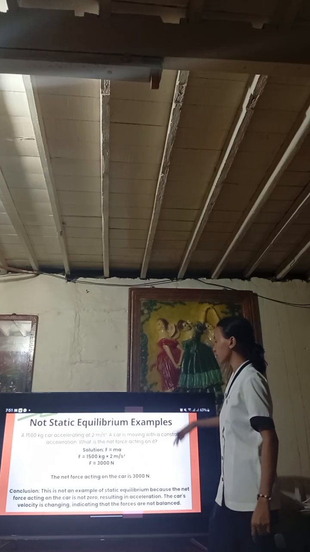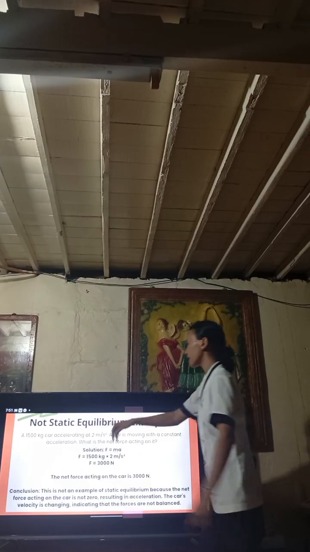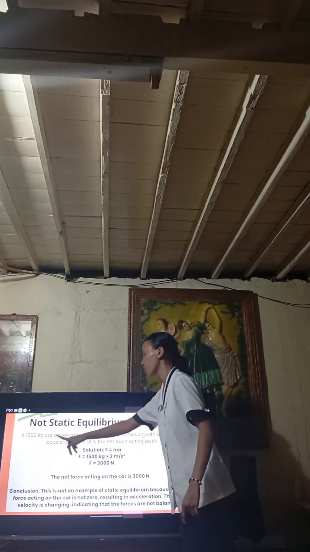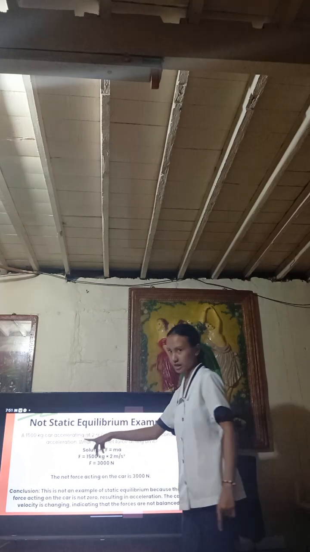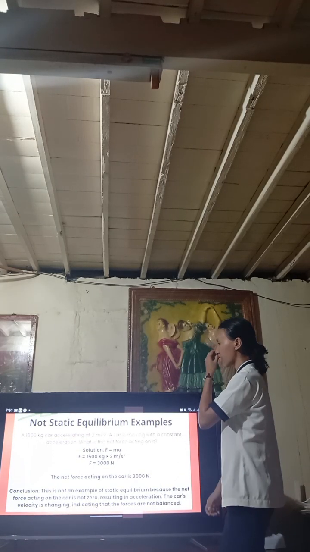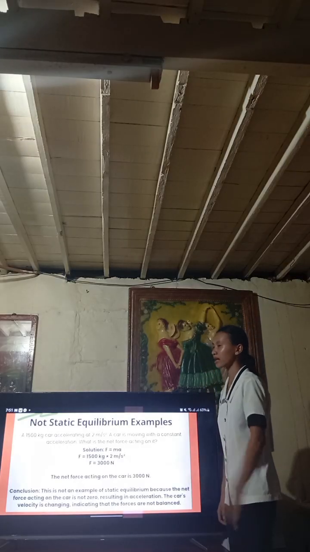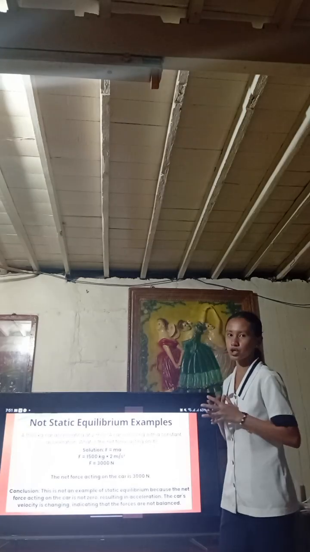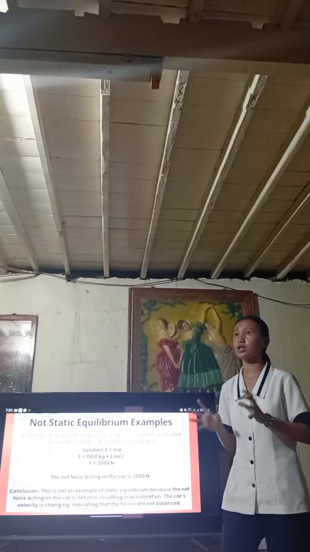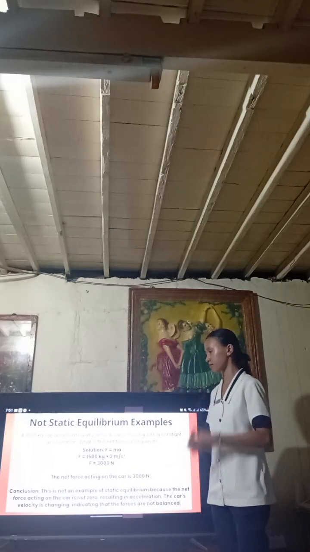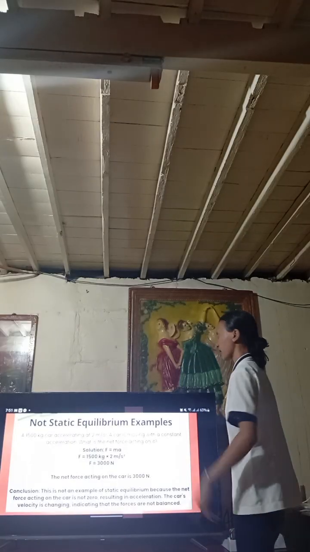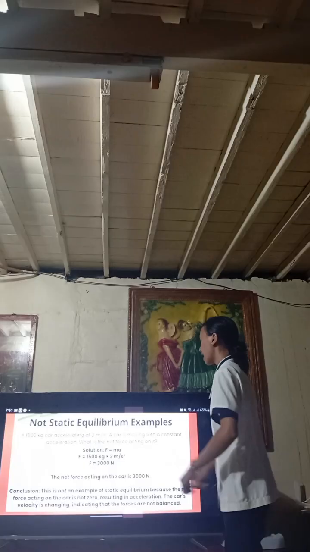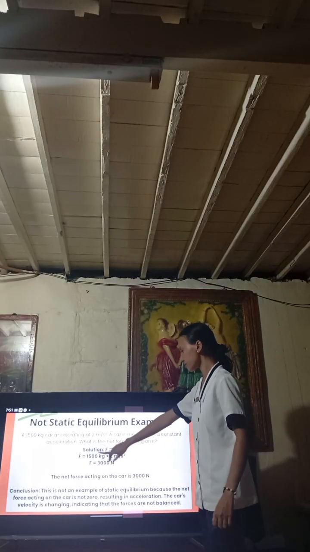Did you notice that the not static equilibrium example mentions acceleration, or the word accelerating? Because the static equilibrium example doesn't mention any acceleration, or there must be no acceleration, because the system is completely at rest, with forces and torques all balanced. And in the solution, F equals ma.